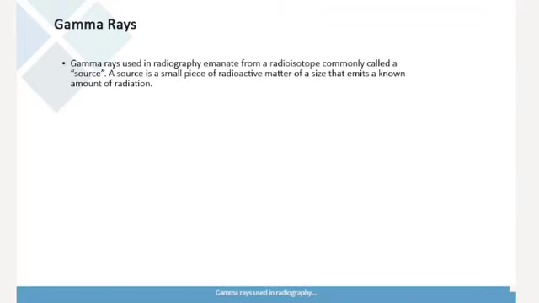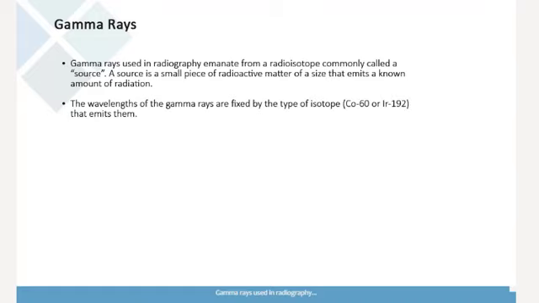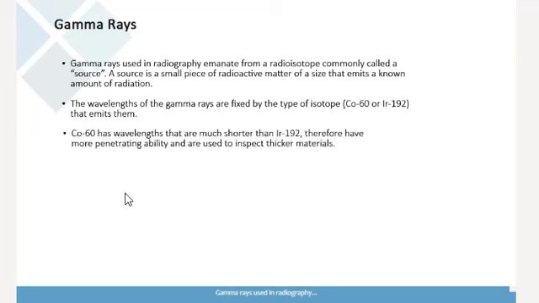Gamma rays used in radiography emanate from a radioisotope commonly called a source. A source is a small piece of radioactive matter of a size that emits a known amount of radiation. The wavelengths of the gamma rays are fixed by the type of isotope, cobalt-60 or iridium-192, which emits them. Cobalt-60 has wavelengths that are much shorter than iridium-192 and therefore has more penetrating ability and is used to inspect thicker materials.